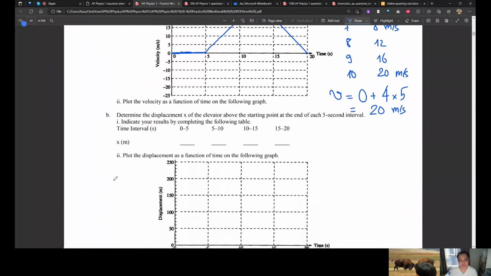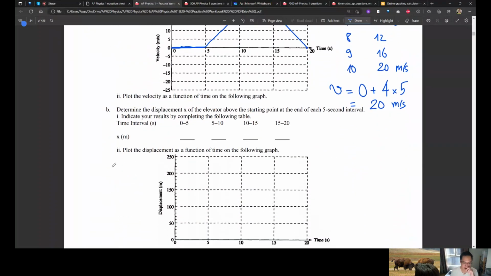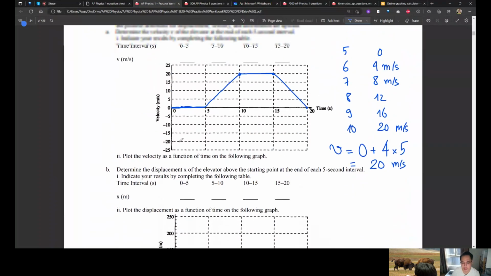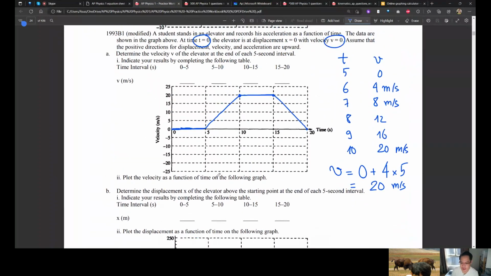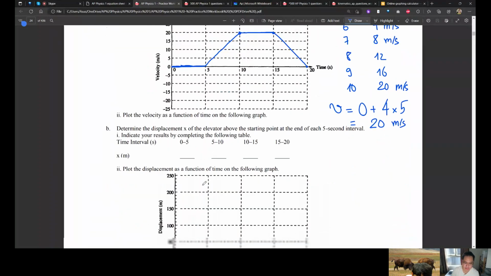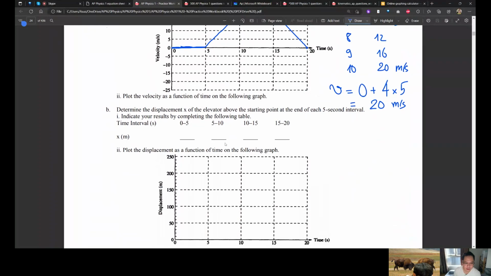Question B, determine the displacement x of the elevator above the starting point at the end of each 5-second interval. Indicate your result by completing the following table. The first part, the velocity is zero during the first 5 seconds. Therefore, there is no motion, and the position remains the same, zero.